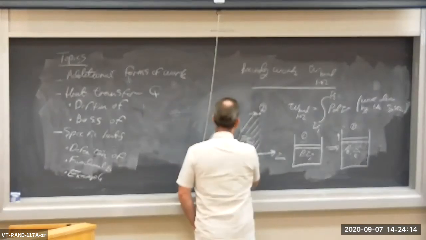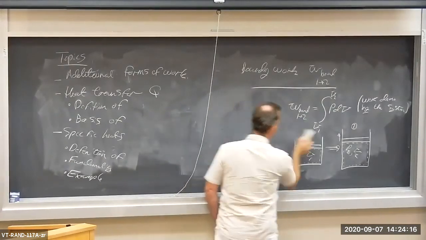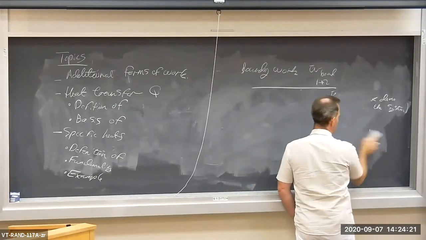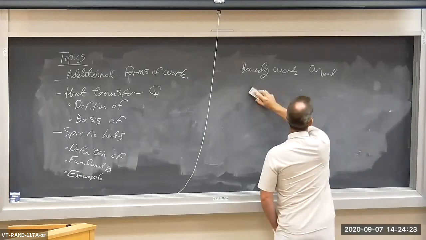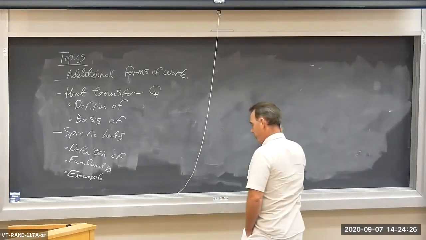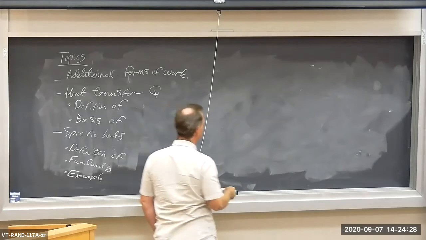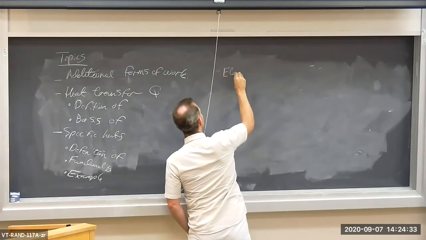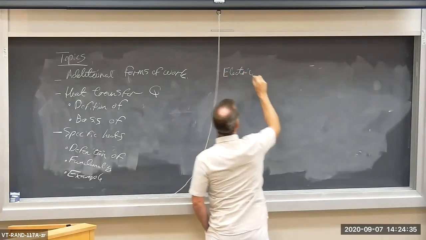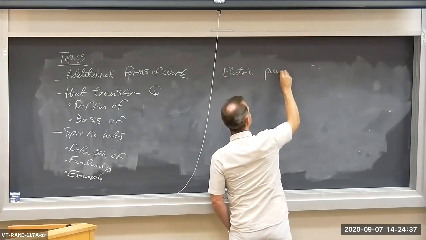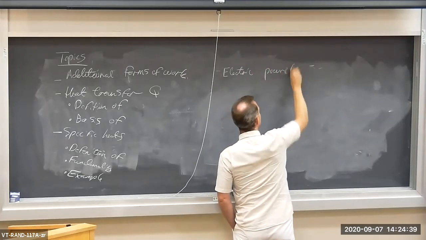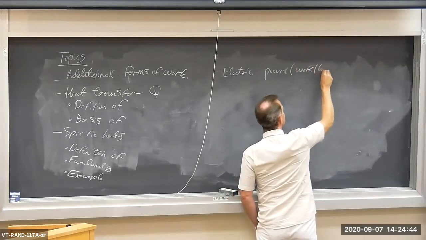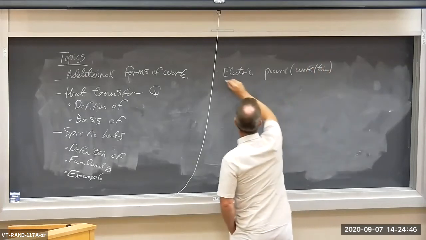Now there's another kind of work, or power if you like. And remember here, we're talking about a mechanical transfer of energy. That's how we defined work in general, as a mechanical transfer of energy. There's also electric power. Electric power or work, if you like, work per unit time.